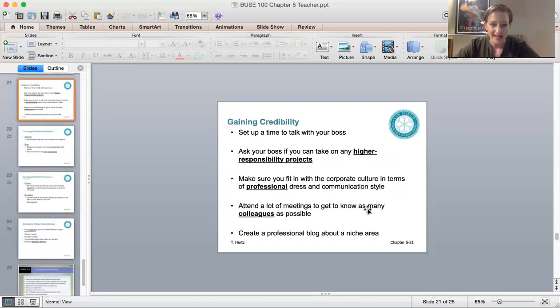So you can gain credibility by setting up a time to talk with your boss, explain your growth in various areas, and ask for ideas about improving your professional reputation. Ask your boss if you can take on higher responsibility projects. Make sure you fit with the corporate culture in terms of the way that you dress, the way that you communicate.